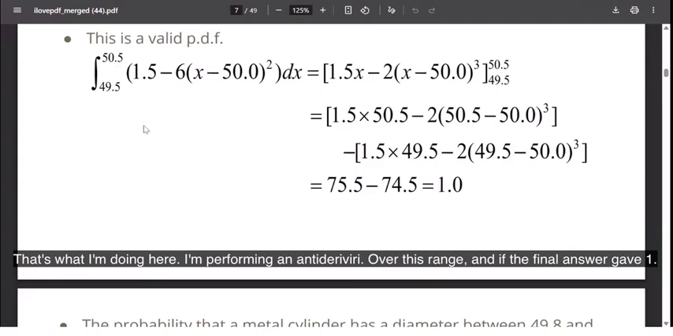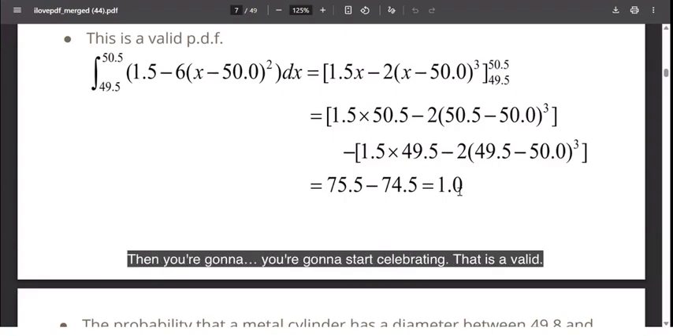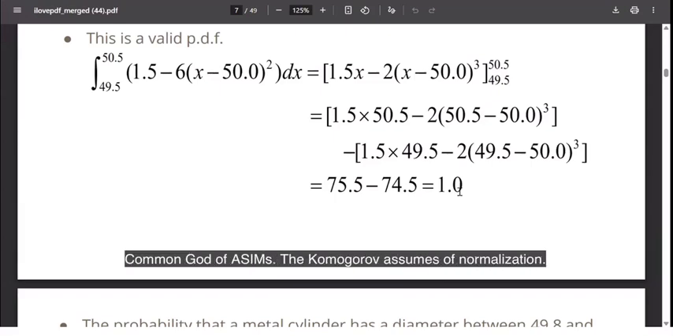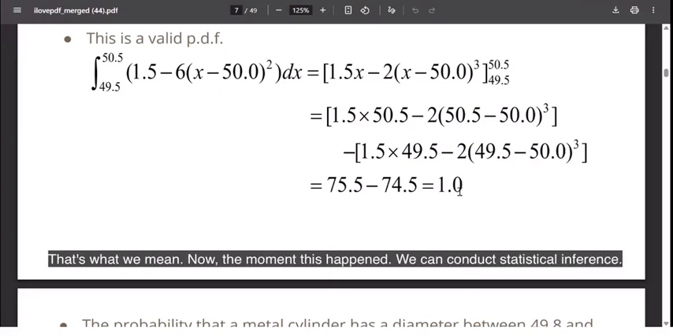I'm performing an antiderivative over this range. And if the final answer gives 1, then you're going to start celebrating. That is a valid probability density function. Okay? That's how to investigate. And this is obeying the Kolmogorov axioms, the Kolmogorov axioms of normalization: the probability of a sample space must be equal to 1. That's what we mean. Now, the moment this happens, we can conduct statistical inference.